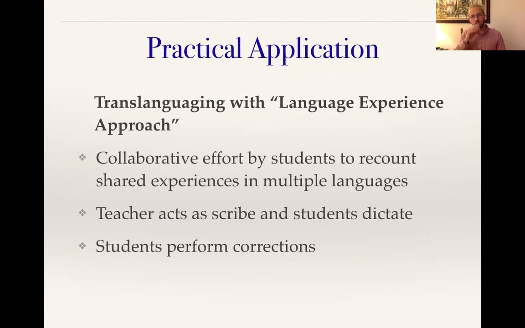There is the application of translanguaging with the language experience approach, which is a collaborative effort by students to recount shared experiences. Again, this is a group thing. And what the teacher does in this case is they act as a scribe. The students dictate a shared experience. The teacher writes it down. The teacher goes back to the students and says, how does this sound to you? And the students then perform the corrections. The teacher is not involved in correcting anything.